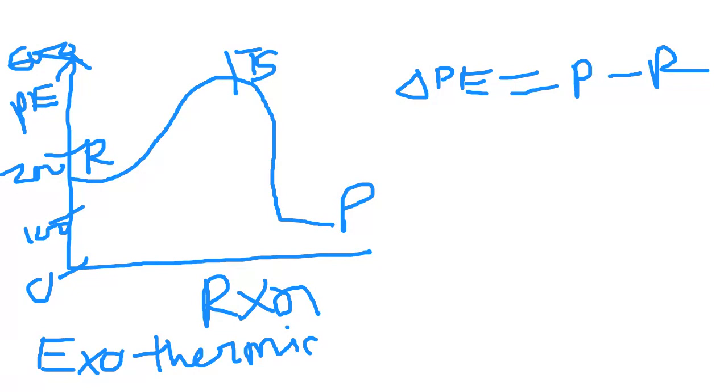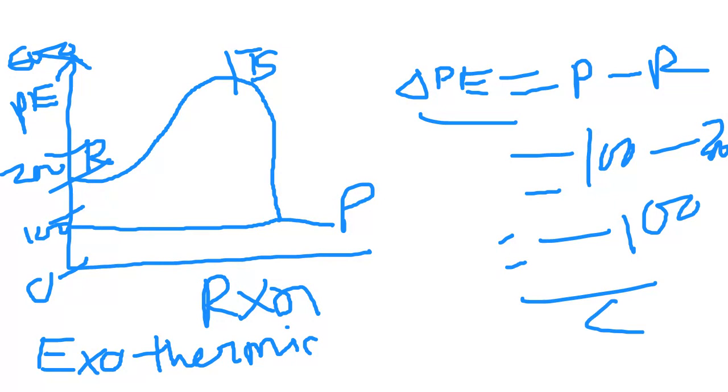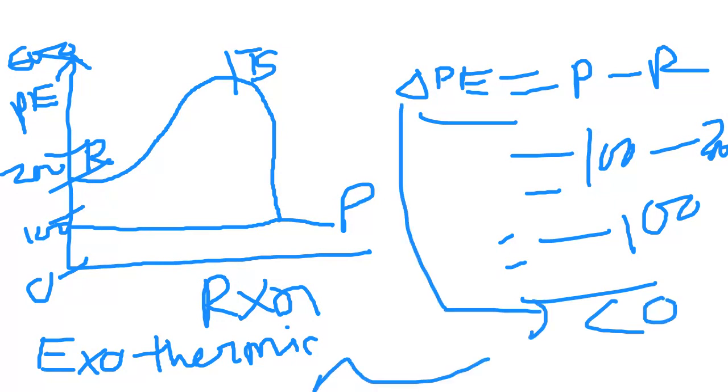So now, in case of an exothermic reaction, see here, we will count the potential energy. Let's consider this is 100 for product and 200 for reactants. So now I think the mathematics is very clear as to why the negative comes. So this potential energy change is less than 0 in case of exothermic.